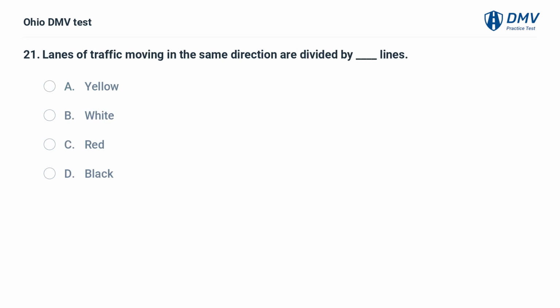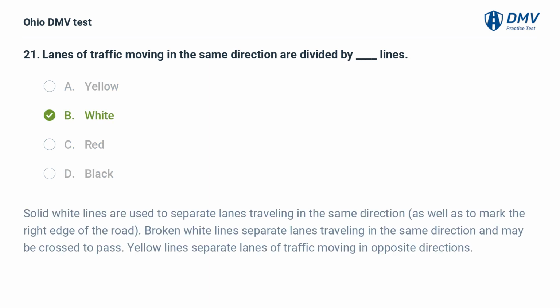Lanes of traffic moving in the same direction are divided by fill in the blank lines. A. Yellow. B. White. C. Red. D. Black. B. White.